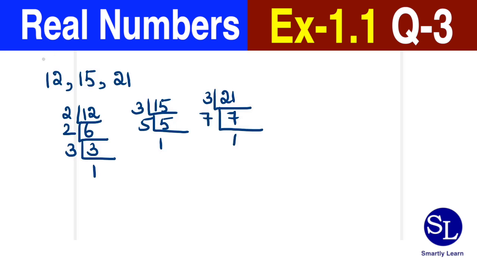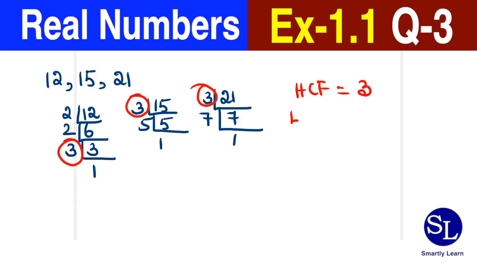For the HCF, these are nothing but the common factors in all these numbers. So let us pick all the numbers that are common to all three of them. So I see 3 here, 3 here and 3 here. There are no other numbers that are common to this. So the HCF is equal to 3.